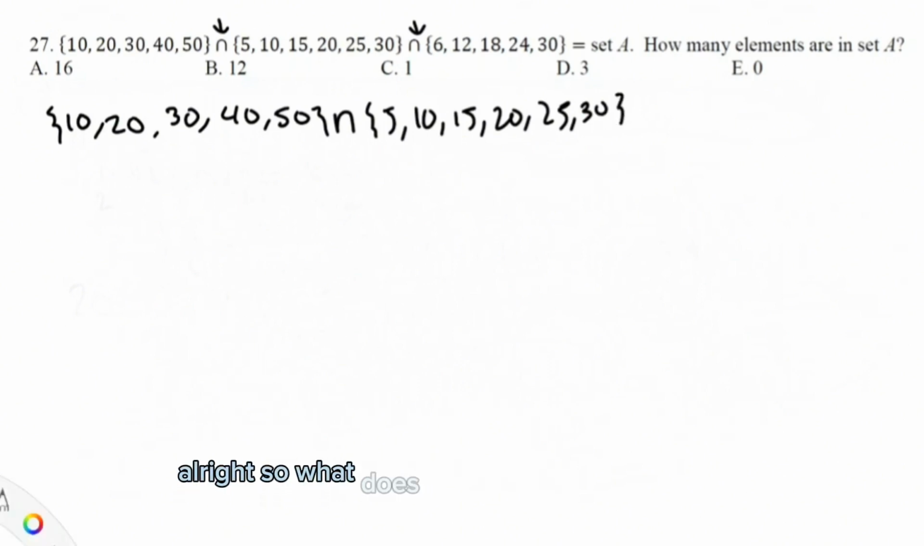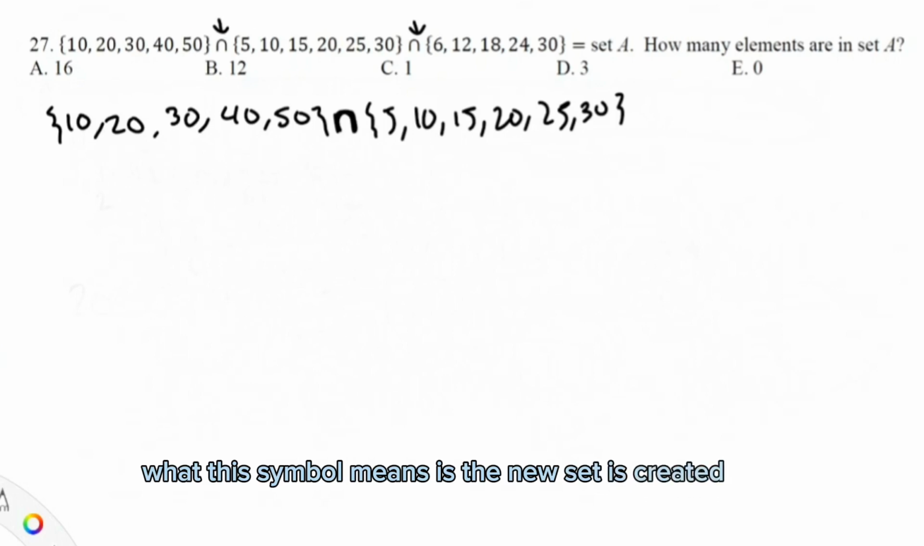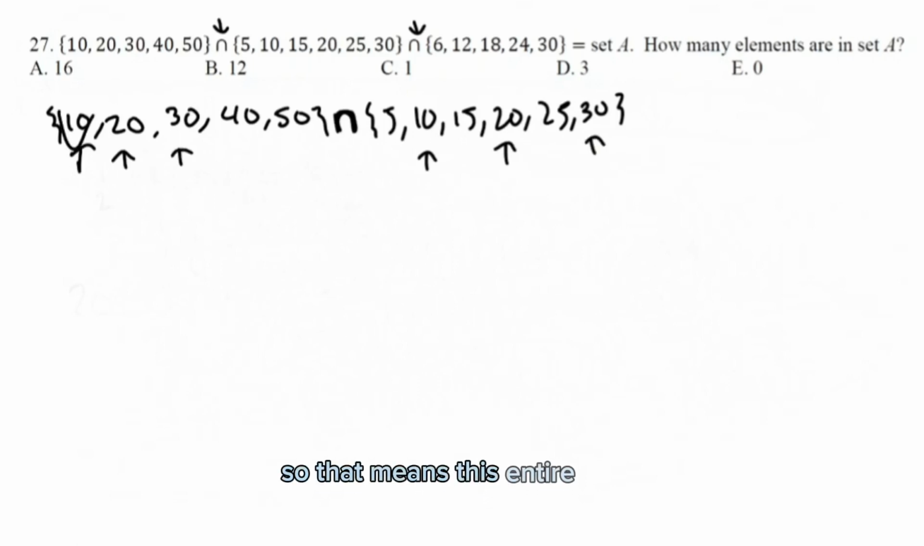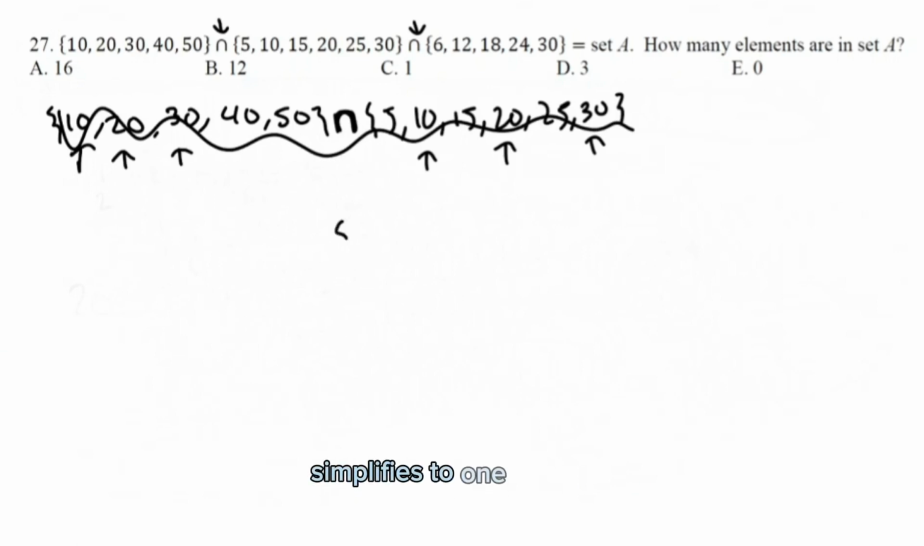Alright, so what this intersection symbol means, it kind of looks like an N or an upside down U. What this symbol means is the new set is created with the common elements from these two sets. So the common elements in these two sets are 10, 20, and 30. So that means this entire thing simplifies to one set of 10, 20, and 30.